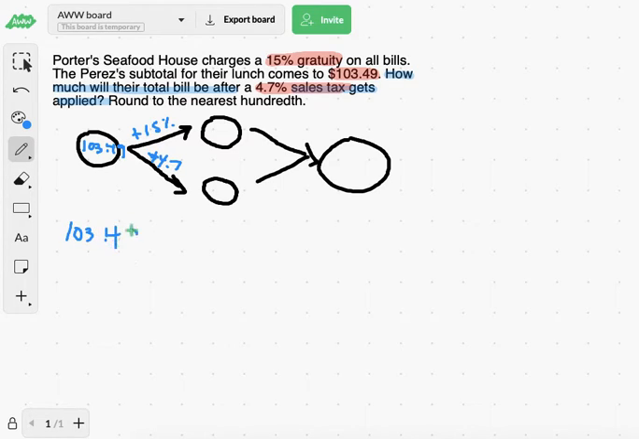So I need $103.49. That much is definitely being paid. You have to increase that by 15%. And remember, if we divide 15 by 100, we're going to get 0.15. And that has to get multiplied by 103.49 to get the gratuity. And I have to add that to 0.047, that's the sales tax, times 103.49.